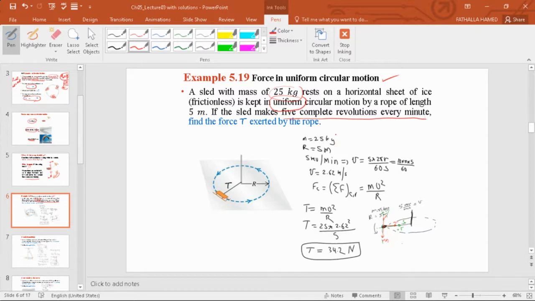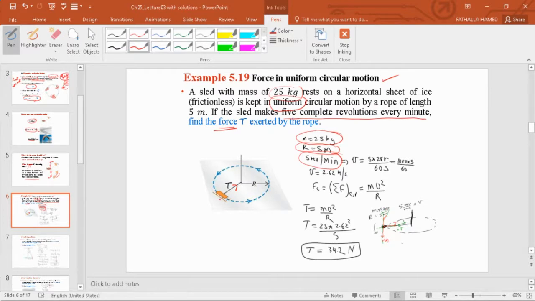They did not give us the speed, but they told us that it's 5 revolutions every minute. So what we are given here is the mass, which is 25 kg, the radius, which is 5 meters, and that it makes 5 revolutions in 1 minute. They're telling us that there is a rope which pulls toward the center, and it's ice, so there is no friction, and the sled can move around. And they ask us about the force that the tension exerts, and that's what they want from us in this problem.